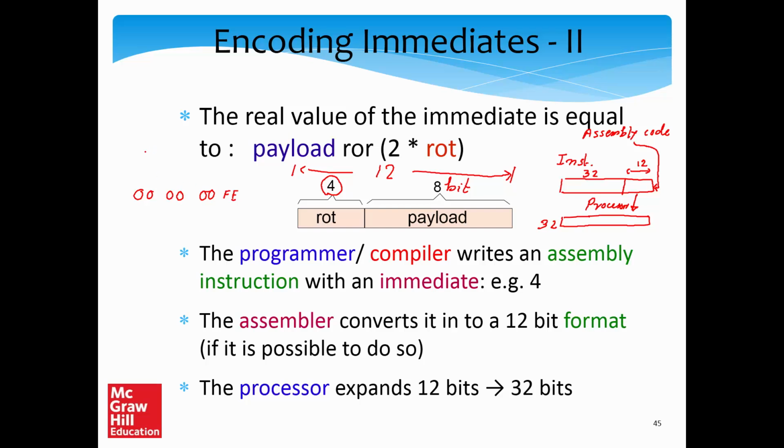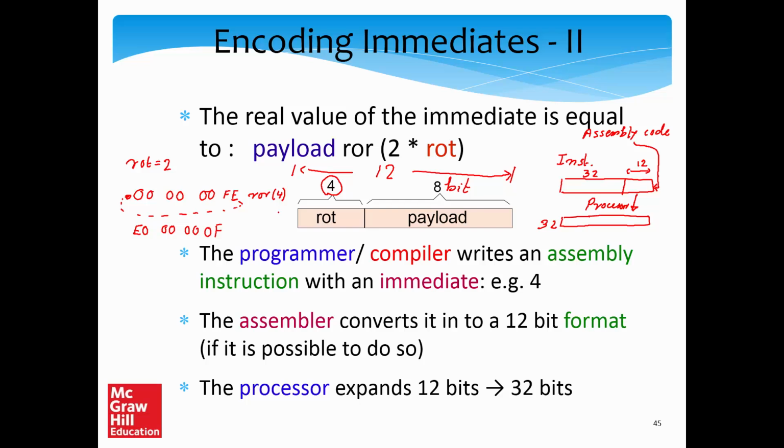Now let's say that the value of the ROT field is equal to 2. In this case, this number needs to be rotated by 4 positions. Right rotation basically means that all the bits in the LSB position come to the MSB position. So if I rotate a number by 4 positions, it means that 4 bits from the LSB come to the MSB. And 4 bits is 1 hex digit. So what this will essentially become is E0, 0, 0, 0, 0, F.